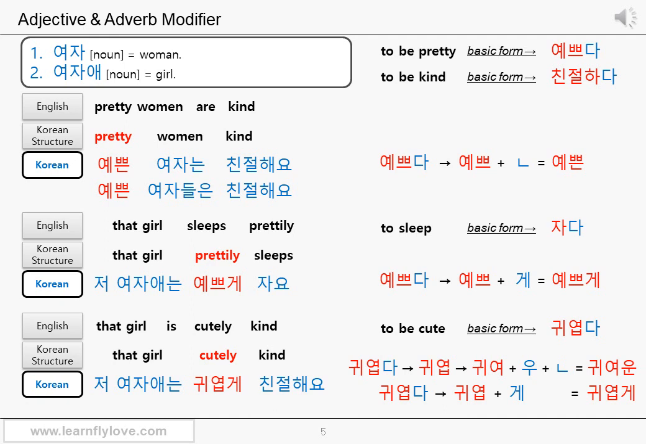Good for us because it's even simpler. You just need to add 게 sound to the stem. 귀엽게. You don't even have to get rid of the final b consonant from the stem. 저 여자애는 귀엽게 친절해요.